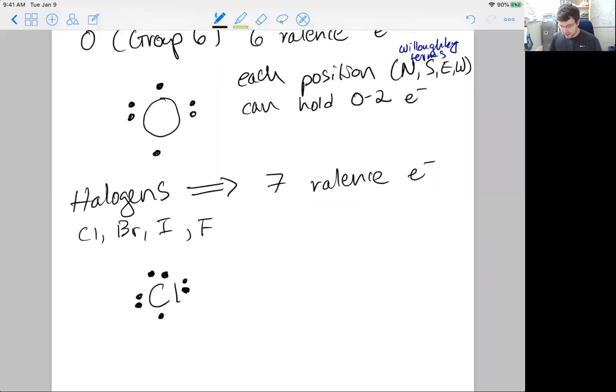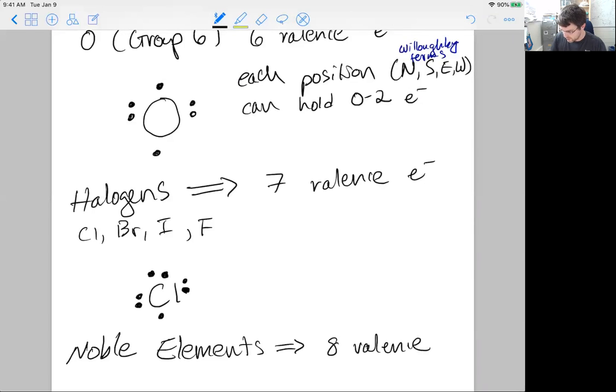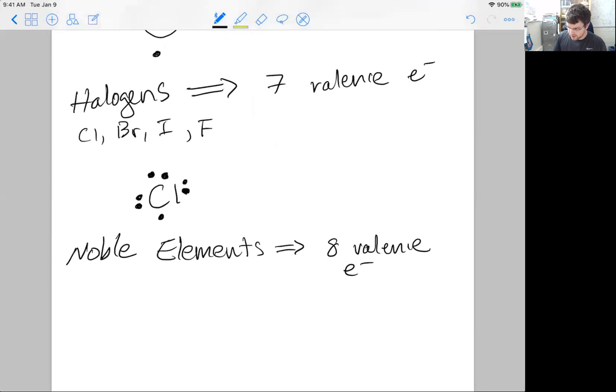We have chlorine with its 7 dots. We have oxygen. And really, these are the only elements we're going to work with as we build up molecules. There's another important group, though, that is the noble group, the noble elements. These elements are characterized by having 8 electrons in their valence shell, so 8 valence electrons. And since we can only put electrons at 4 positions, north, south, east, and west, each of the 4 positions is going to be paired up to get us to 8.